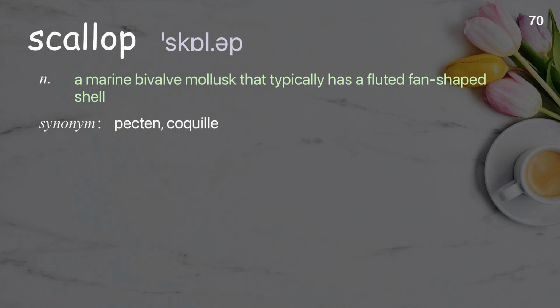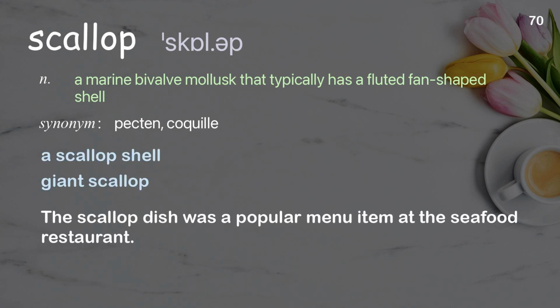Scallop. A marine bivalve mollusk that typically has a fluted fan-shaped shell. Examples: A scallop shell. Giant scallop. The scallop dish was a popular menu item at the seafood restaurant.